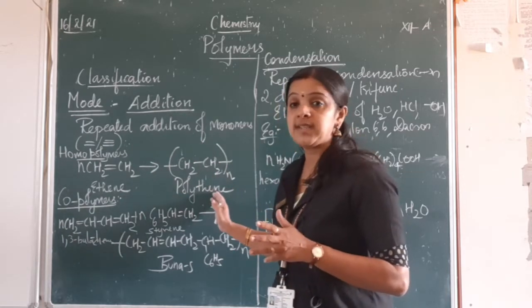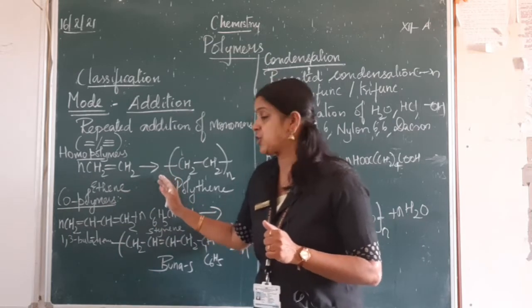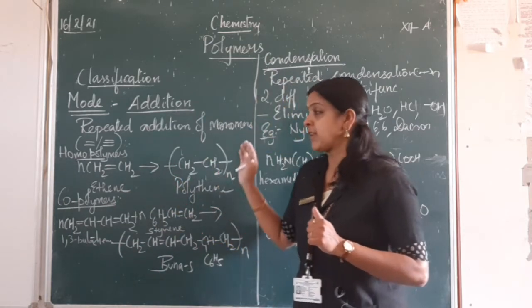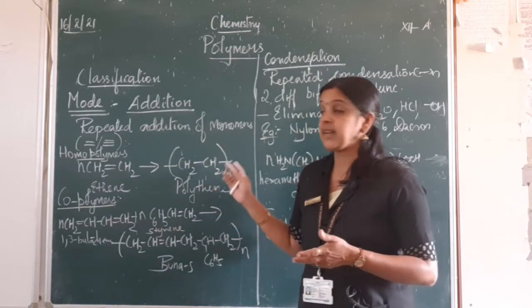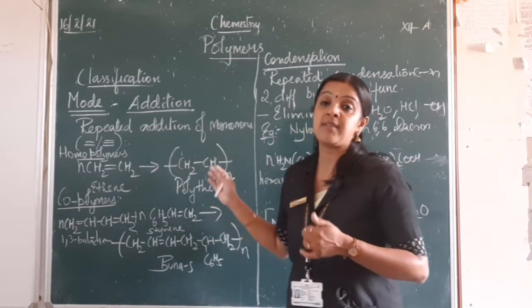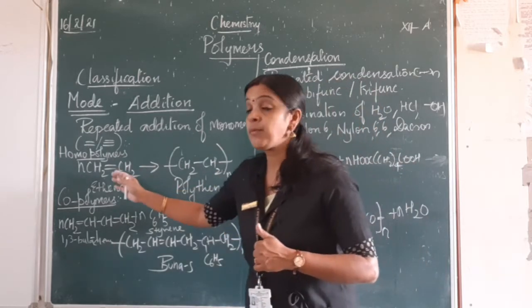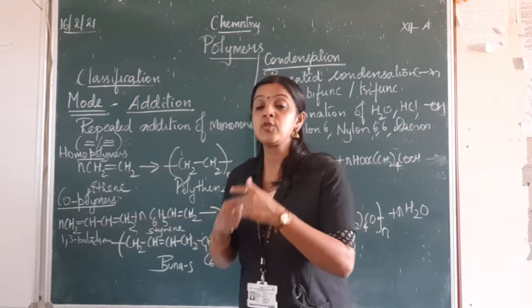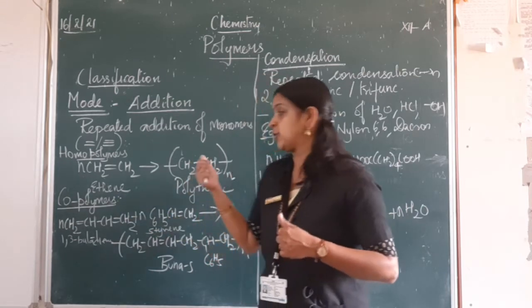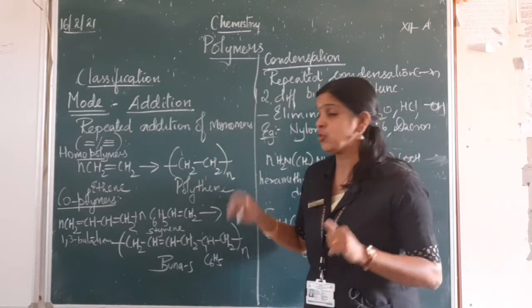Example, polythene: n molecules of ethene undergo polymerization to form polythene, or propene giving polypropene, right? Vinyl chloride giving polyvinyl chloride. So, all these are examples where double bonded monomers, a single monomer, undergo repeated addition to form a polymer. Now, we know where polymers are being used also.